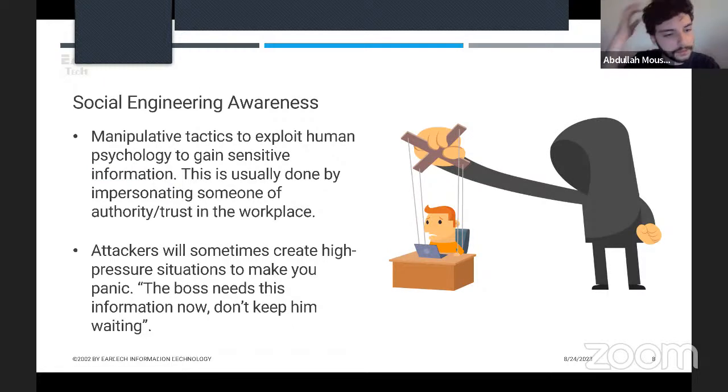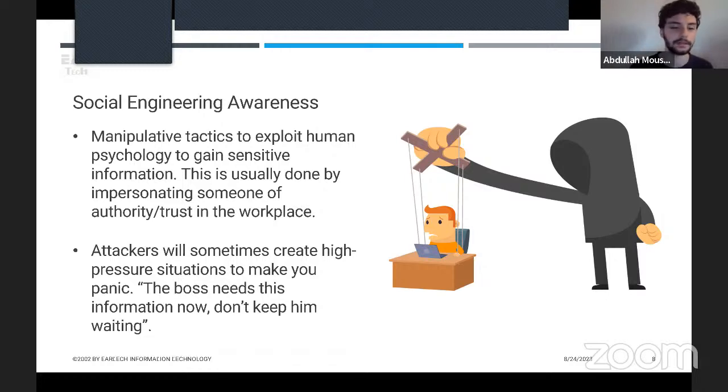And social engineering awareness. So social engineering is the manipulative tactics to exploit human psychology to gain sensitive information. This is usually done by impersonating someone of authority or trust in the workplace. Attackers will often create high pressure situations to make you panic. For example, they'll call you up and start demanding certain information. They'll tell you the boss needs that information right now. You don't want to keep them waiting.